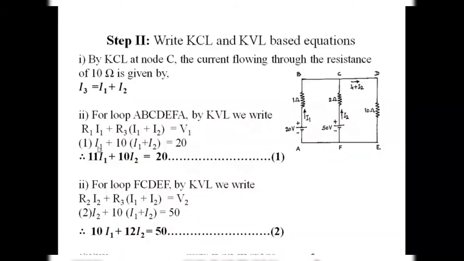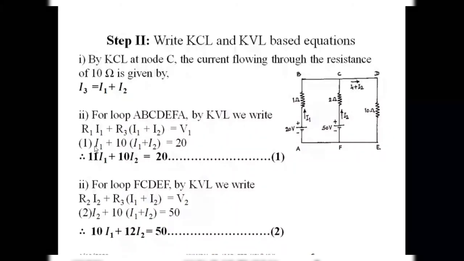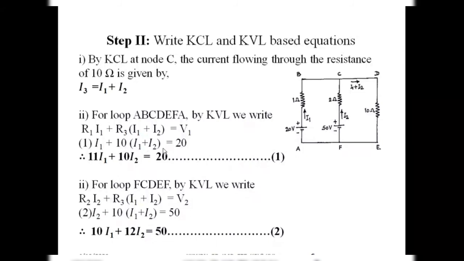Now let us put the value of R1, R3 and V1 in the above equation. So we will get that equation, and solving it, that is making the similar terms sum up, we get 11 I1 plus 10 I2 equal to 20. We will call this our equation 1. This equation 1 we have got from the loop A, B, C, D, E, F, A. Now we have to get one more equation, then only we will be able to solve this numerical.